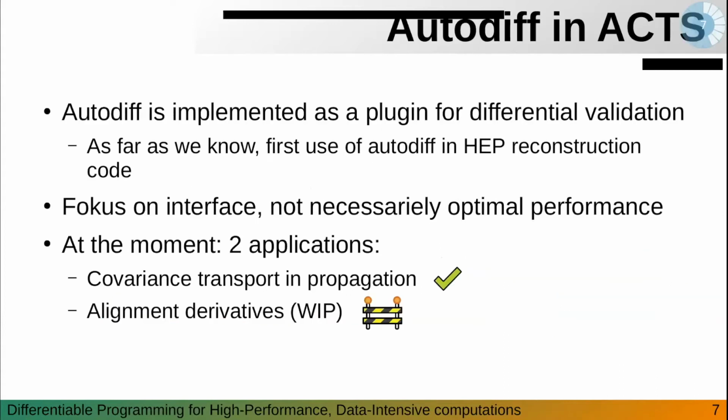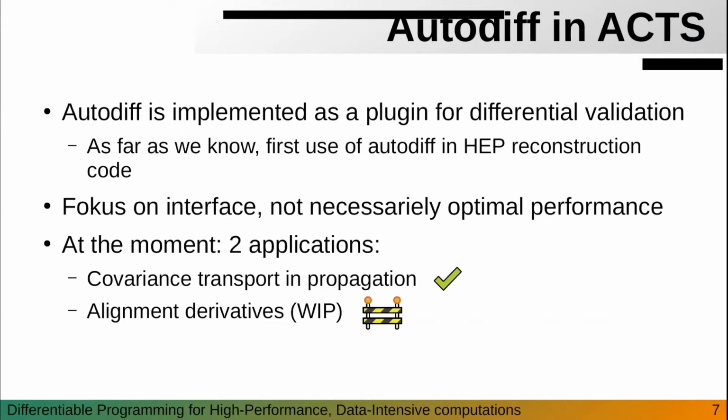So where do we want to use Autodiff in ACTS? As a first step, we implemented Autodiff as a plugin and use it for the validation of several places or algorithms in the code where derivatives occur. As far as we know, but I'm not sure if that's actually true, this is one of the first uses of Autodiff in high energy physics C++ reconstruction code. We just don't know any other use case.